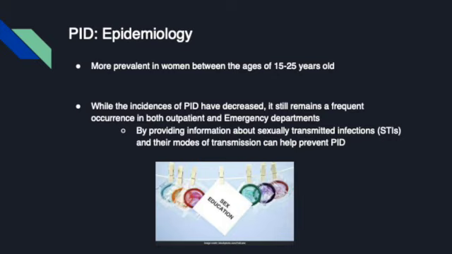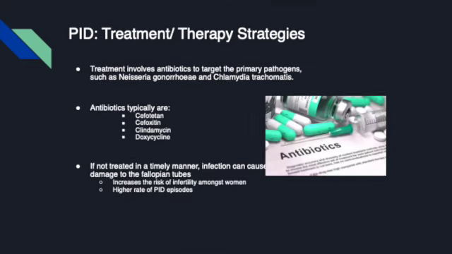Also, individuals who recognize the symptoms of STIs, including chlamydia and gonorrhea, which are the most common causes of PID, can help decrease the occurrence of PID as well. Treatment for PID typically involves antibiotics to target the primary pathogens that are causing the infection. So that would be for gonorrhea and for chlamydia. These typical antibiotics that are used are ceftolozane, ceftriaxone, clindamycin, or doxycycline.